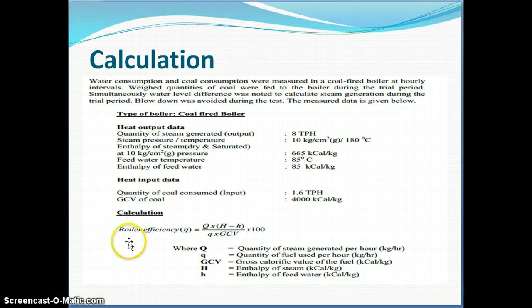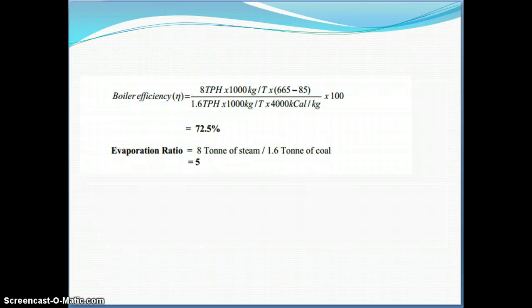So what you have to do, we know the formula. Boiler efficiency is Q times (H minus h) divided by q times GCV, times 100, where Q is the quantity of steam generated per hour, small q is the quantity of fuel used per hour, GCV is the gross calorific value of the fuel, H is the enthalpy of the steam, and h is the enthalpy of the feed water.